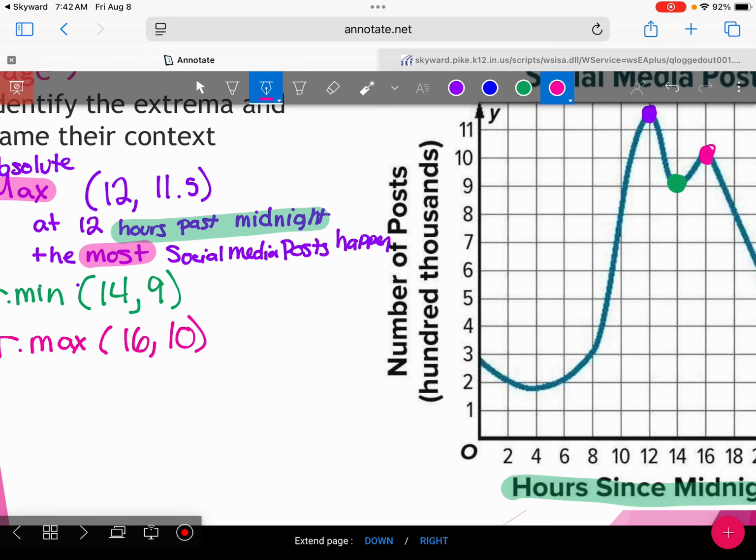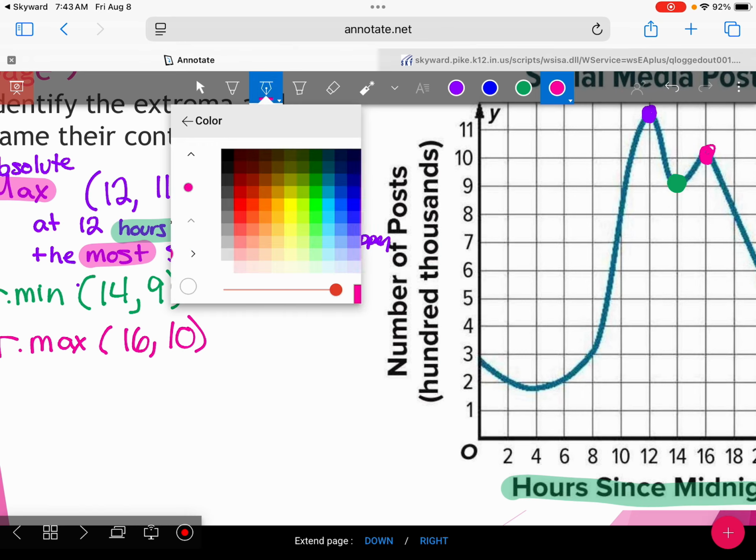So there's another peak in our social media posts here. So there's another surge at 16 hours since midnight, which is about 4 p.m. And then we have one more here. Where do we have one more extrema?